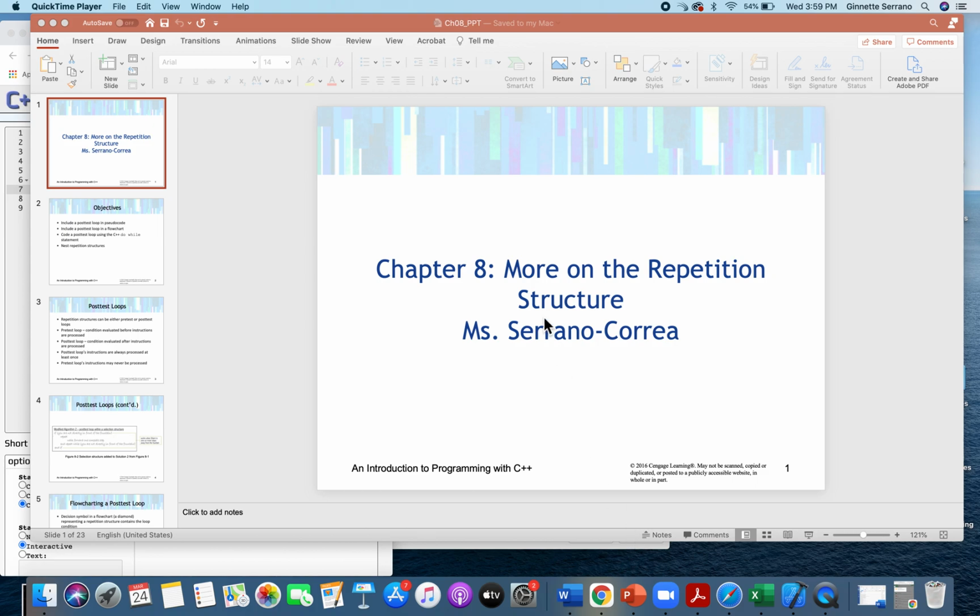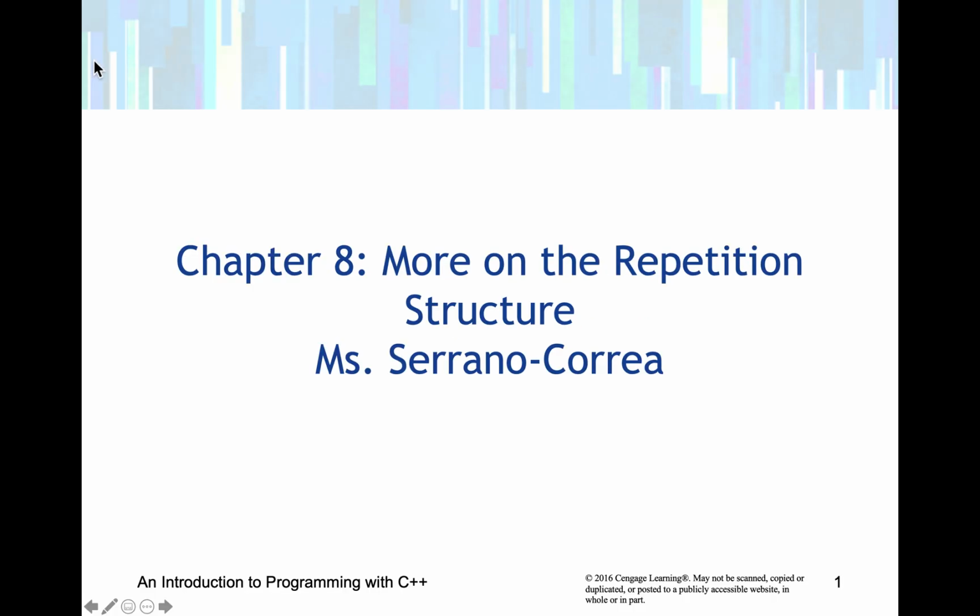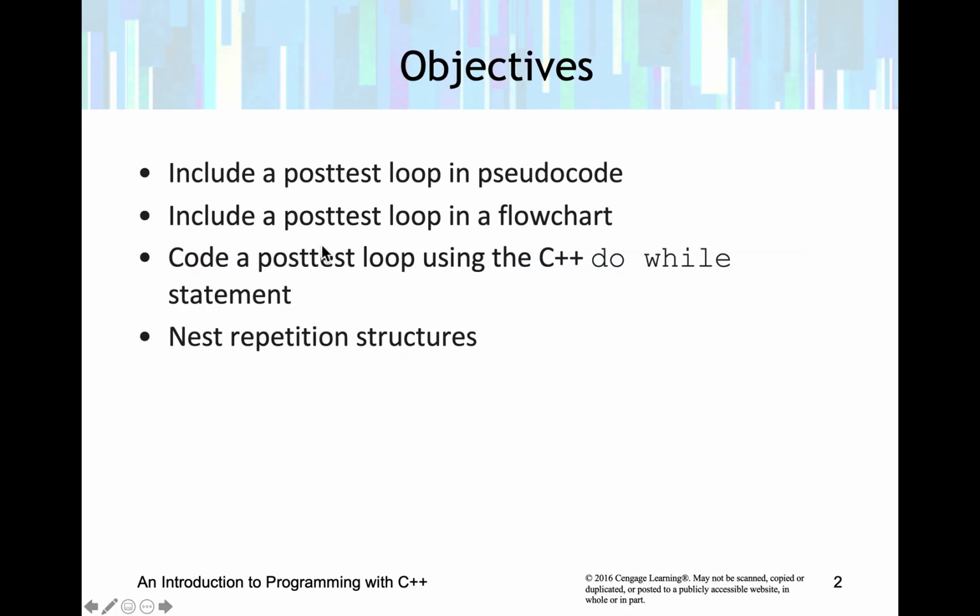To Chapter 8. We're going to be talking more on the repetition structure. We looked at pretest loops in the last chapter. We looked at the while loop. So pretest means that before we enter the loop, we're going to test to see if the condition is true. If it's true, we're going to go in the loop. If it's false, we just skip the loop.